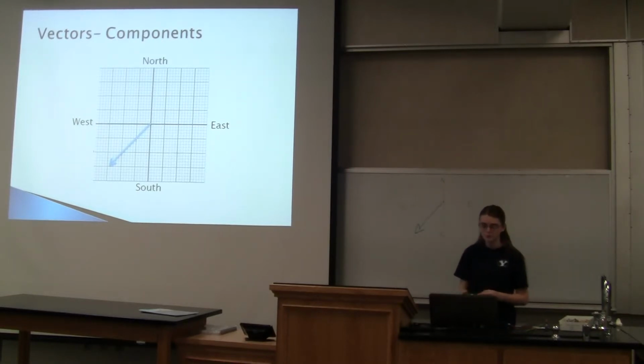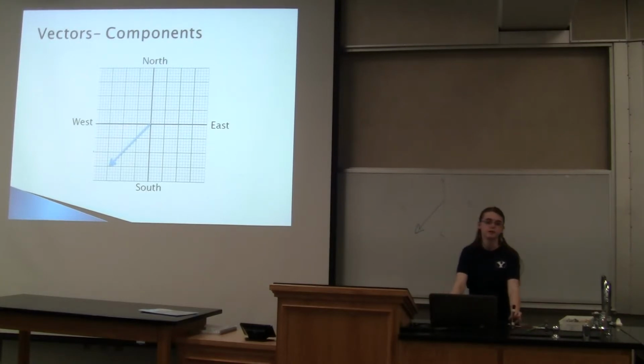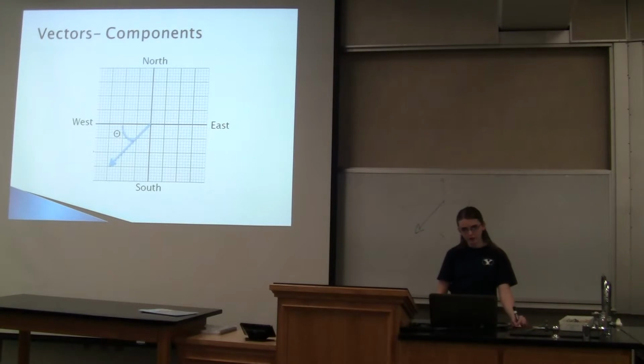Okay. There's one more piece of information that may be really helpful to us. What do you guys think? All right, some kind of an angle. If I knew the angle between the direction that I'm going and the west, the horizontal line, then that would tell me exactly which direction I'm traveling.